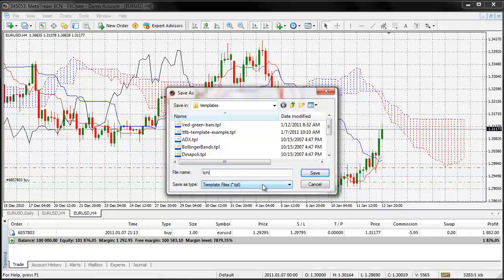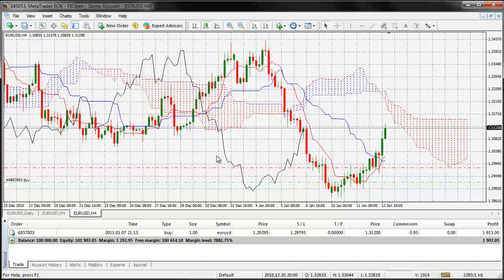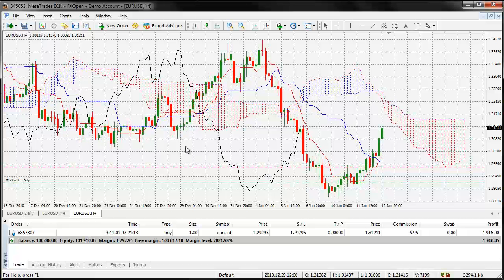Let's call this ichimoku. I think that's it, I'll just call it ichimoku. So now we've got the templates cut and saved, so you're just going to apply that on there now. Let's see if we can find an area where we can actually produce some buy and sell signals.